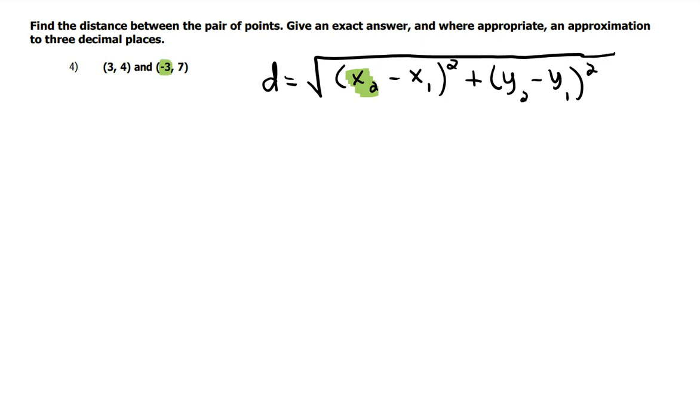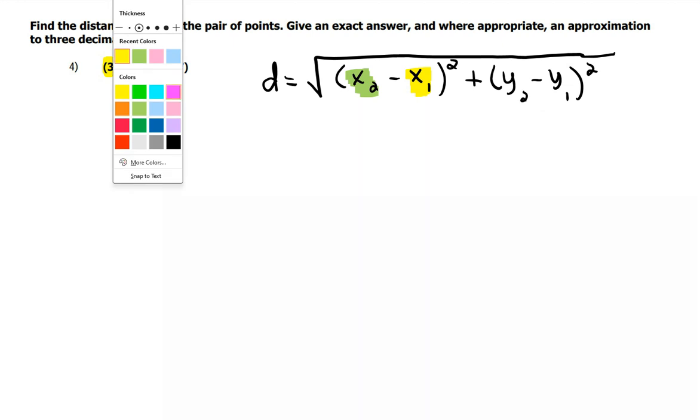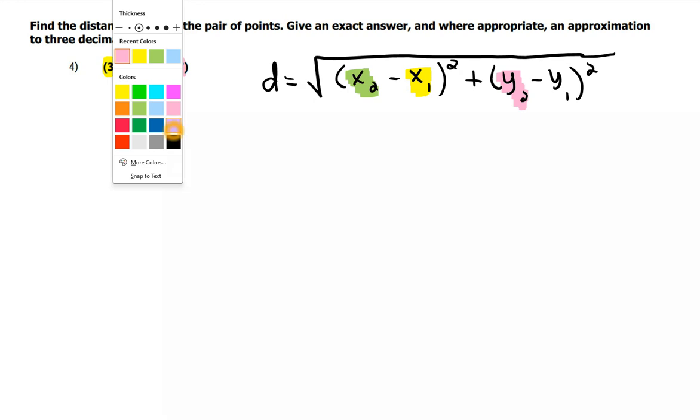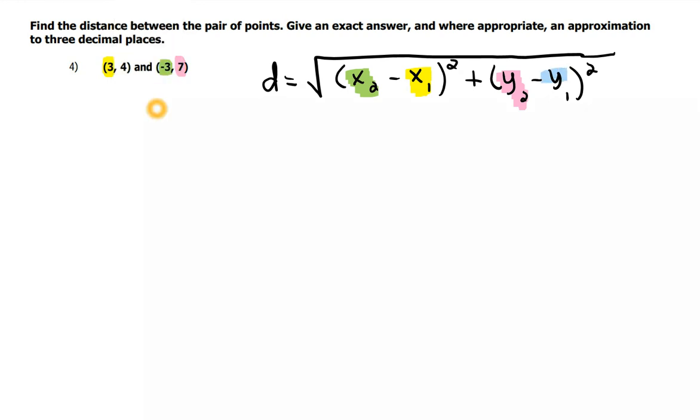But technically it really doesn't matter if you want to call the first point the second point and the second point the first point. But that's where that's going to go. And then x sub 1 is the x coordinate of the first point, which would be the 3. And then y sub 2 would be the y coordinate of the second point, which is 7. And y sub 1 is the y coordinate from the first point, which is the 4.